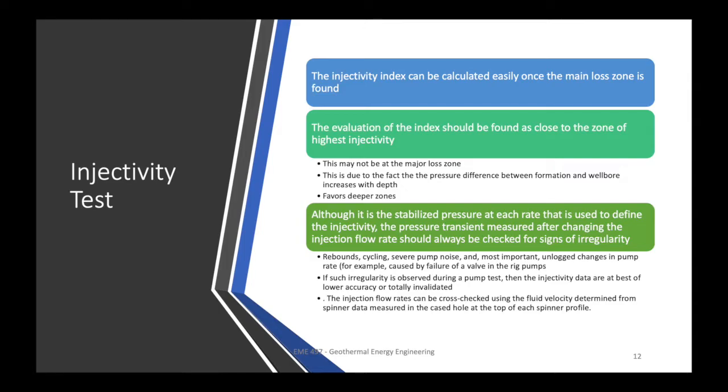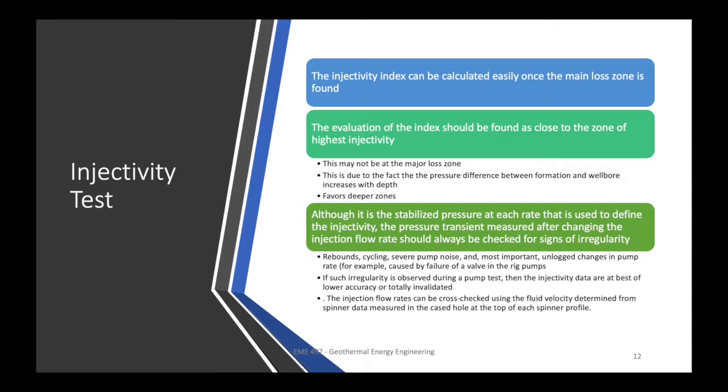Although it is the stabilized pressure at each rate that is used to define the injectivity, the pressure transient measured after changing the injection flow rate should always be checked for signs of irregularity. These include rebounds, cycling, severe pump noise, and, most importantly, unlogged changes in pump rate. This could be caused by a failure of a valve in a rig pump. If such an irregularity is observed during the test, then the data is of low accuracy or totally invalid.